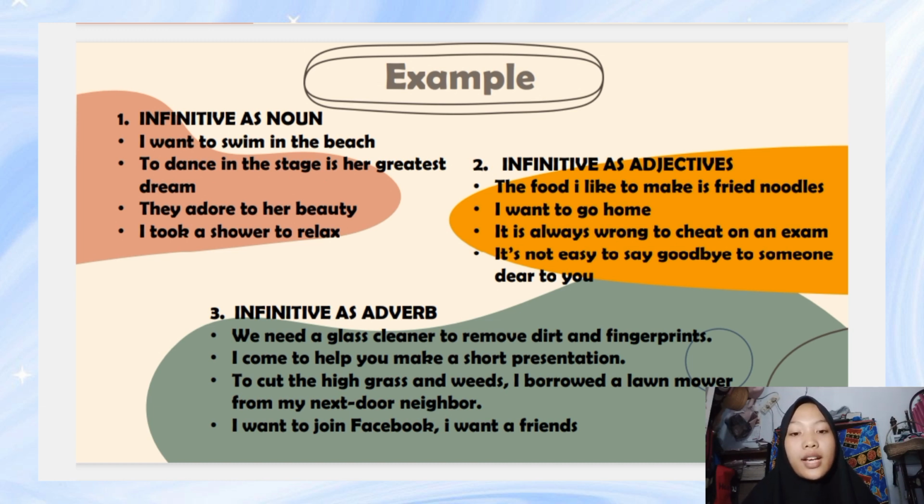Second example, infinitive as adjective. 1. The food I like to make is fried noodles. 2. I want to go home. 3. It is always wrong to cheat on an exam. And the last, it's not easy to say goodbye to someone dear to you.